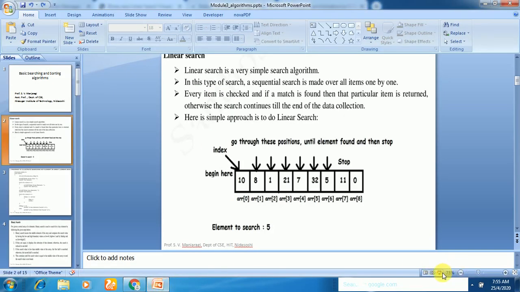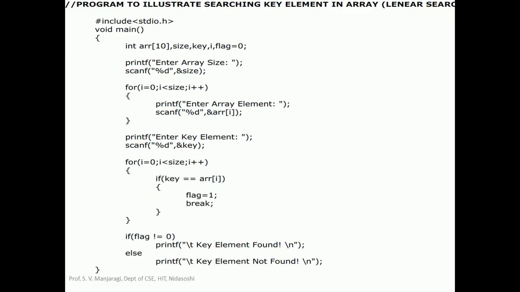Now let us see the program of linear search. This program is illustrating searching using the linear search technique. As usual, we have to begin with hash include stdio.h, void main. Inside the main, let us declare an array. We know the syntax of single dimensional array declaration is data type, array name, and size. So the array name is ARR, size is 10, data type is int. In this array we can store integer typed elements. Since the array size is 10 here, we can store a maximum of 10 elements.